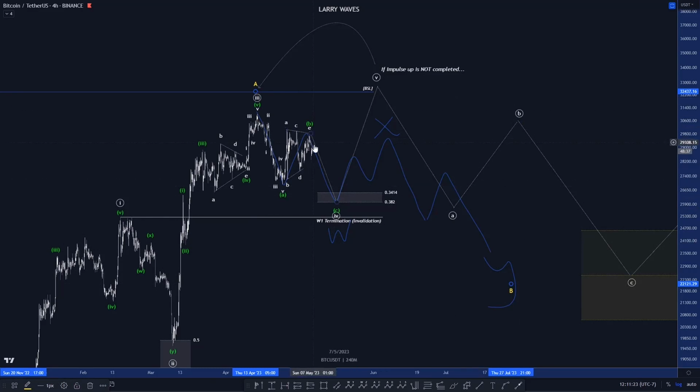Meaning if we take this low, don't break this, do a corrective move up and still move down, we probably would force this A over here and force the B over here. So that's how I could see that potentially.